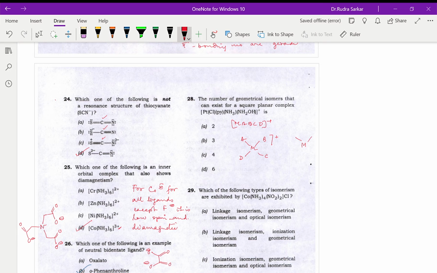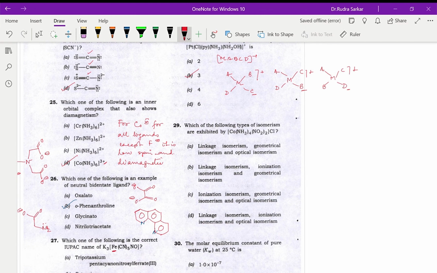The next one will be switching the positions of B with C. So this is one more, and for the other one, think of switching the positions of B and D. In other words, if you think this way, change the ligand that is trans to A. So C was trans to A, B is trans to A, D is trans to A. So obviously there should be three such possibilities.